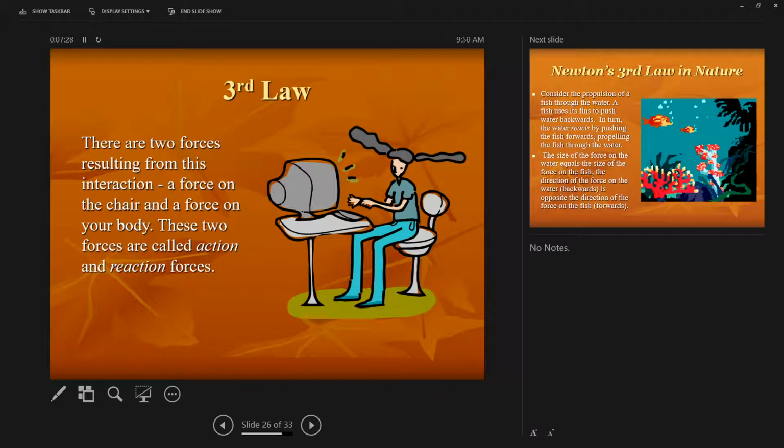So, third law. There are two forces resulting from this interaction. A force on the chair and a force on your body. These two forces are called the action and reaction forces. The action is you sitting on the chair, so you're exerting a force on the chair. The reaction is the chair is countering it with an opposite force upward.